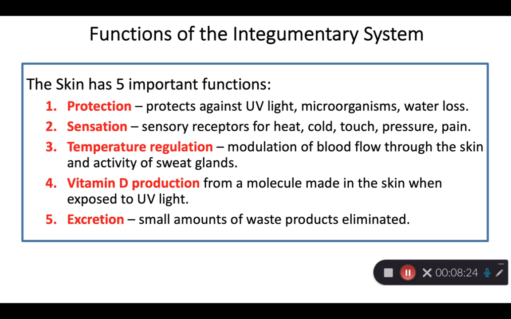And that requires sunlight. So you have to be exposed to UV light. You also obviously need skin to kind of capture that light. And then there's a whole complicated mechanism or pathway involving other organs like your kidneys in order to produce vitamin D. And then your skin does do a little excretion. So in that sweat, there are some waste products. Most of these waste products are eliminated in urine, but you also find some of them in sweat.